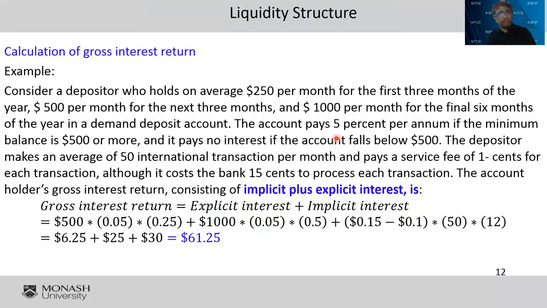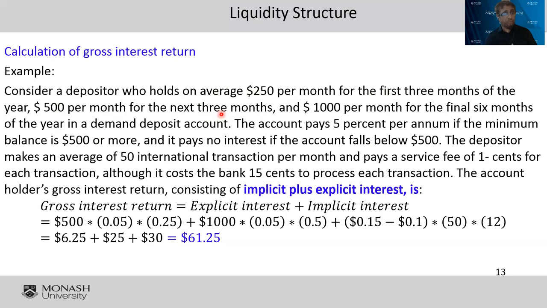Now, this is another problem. It's an interesting problem because they want you to calculate the implicit and the explicit interest. For example, this account is a savings account. For the first 3 months, there was 250 in the account. There was 500 for the next 3 months.